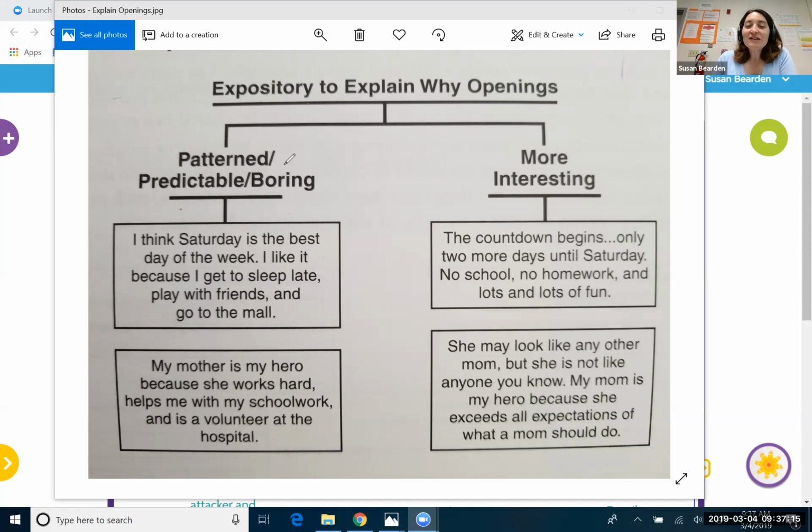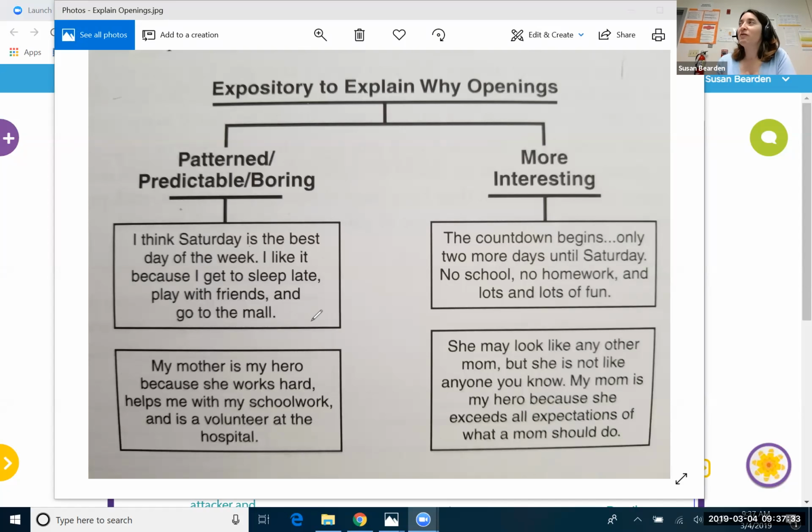So let's look at the first example of a boring opening. You can read along with me. It says, "I think Saturday is the best day of the week. I like it because I get to sleep late, play with friends, and go to the mall."